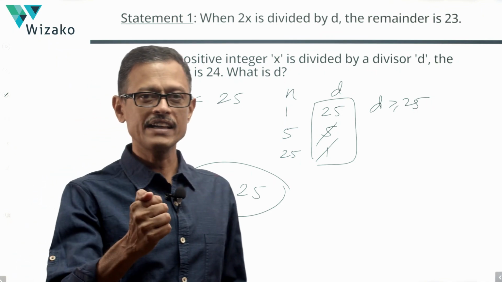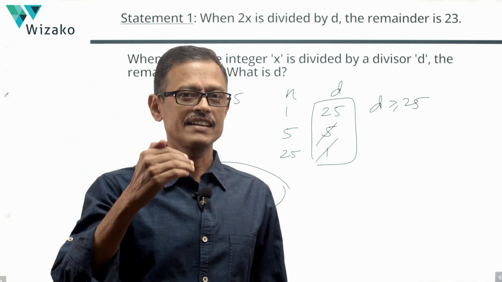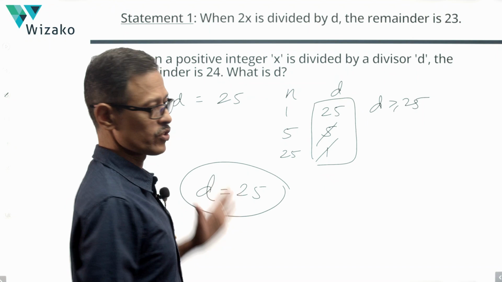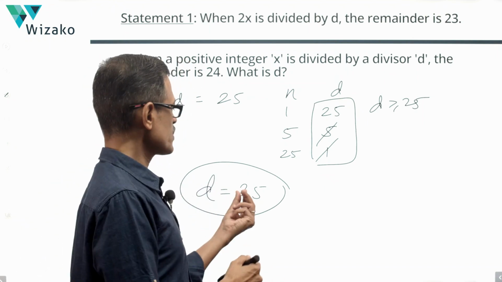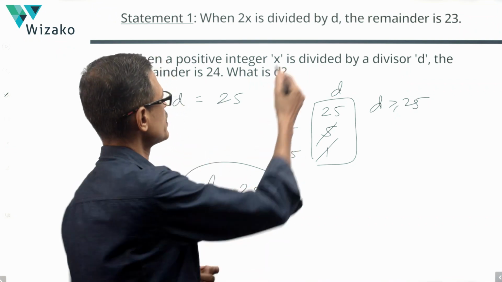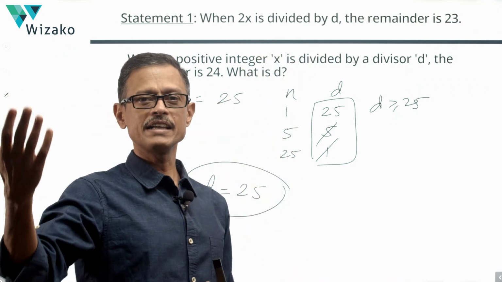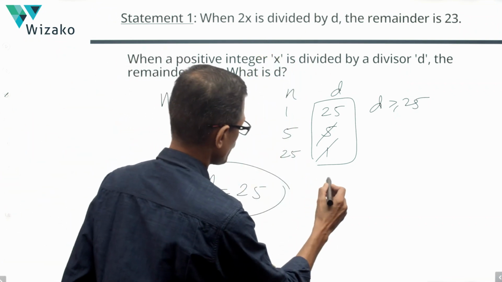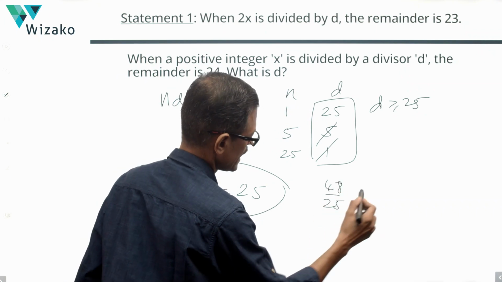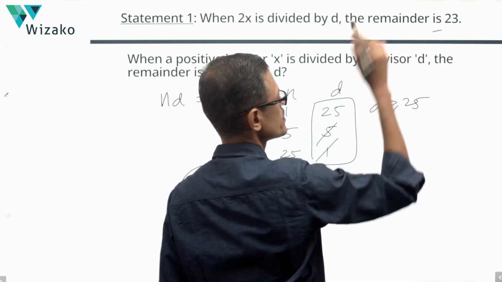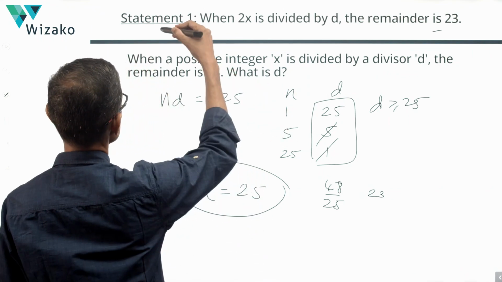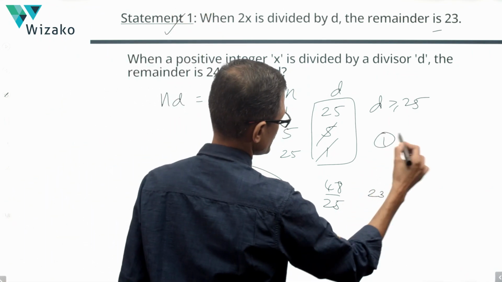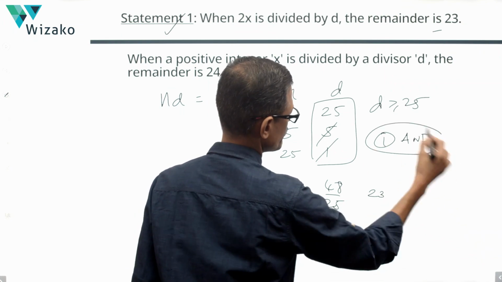The divisor is 25. When x divides the divisor, can the remainder be 24? Yes, possible. Can the remainder be 48? No, because the divisor is 25. That R1 plus R2, when 2x is divided by it, could not have been 48. That's why we would have divided that 48 again by the divisor to arrive at a remainder 23 to make this statement true. So did we get a unique answer with statement 1? Yes, statement 1 alone is sufficient. Answer options will be A or D.